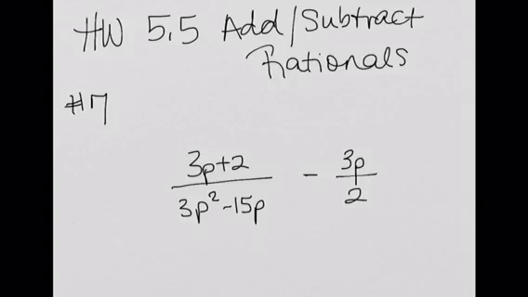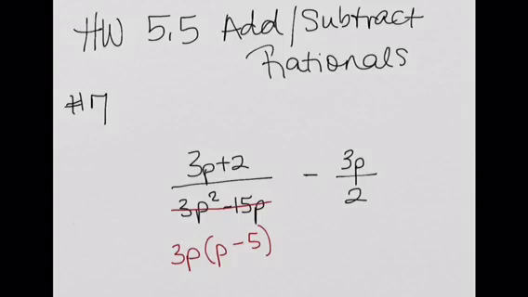So the first step says to factor the denominators. So what I'm going to do is I'm going to look at my first denominator and I'm going to factor it. And it looks like they have a 3p in common, and it leaves me with a p minus 5 for this first one. Okay, and I'm going to actually mark out the original denominator because I'm going to leave its factored form in its spot. So now my denominator, instead of being 3p squared minus 15p, is just going to be 3 times p minus 5. The second denominator, well, it's just going to stay at 2. There's nothing to factor with that one.